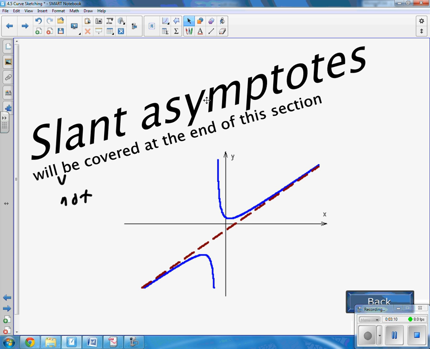Also, there are things called slant asymptotes. If the graph approaches a slanted line or some kind of a diagonal line in the coordinates, but we're not going to cover those in this section.